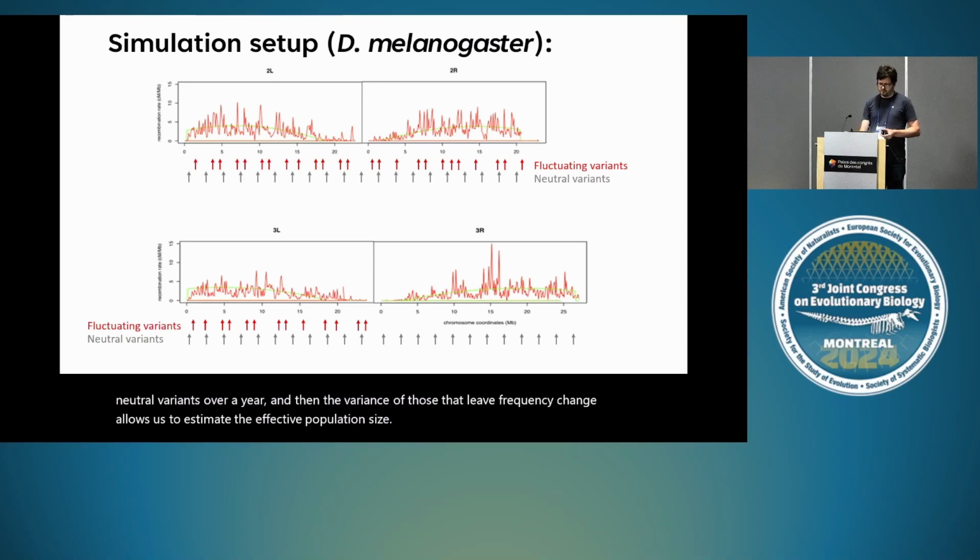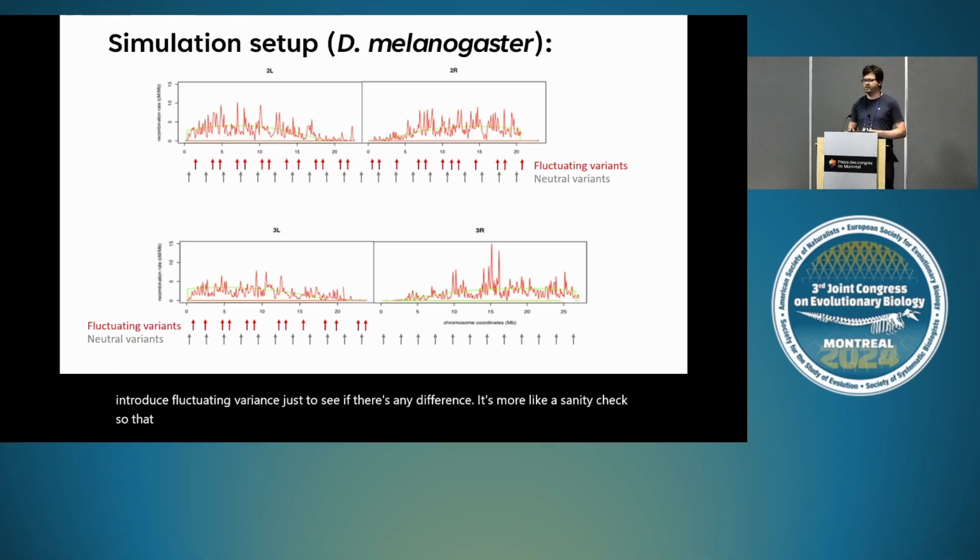We also introduce neutral variants in 3R, in part of chromosome 3 where we didn't introduce fluctuating variants, just to see if there's any difference. That's more like a sanity check, so that we wouldn't expect the variance effective population size to be different in linked regions versus unlinked regions.